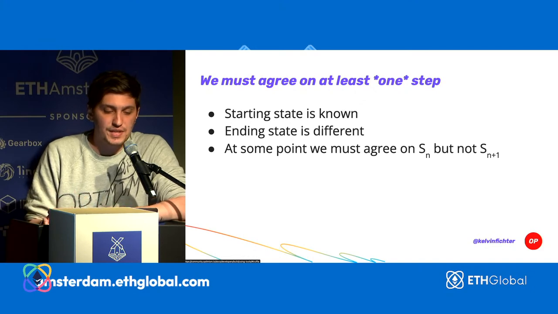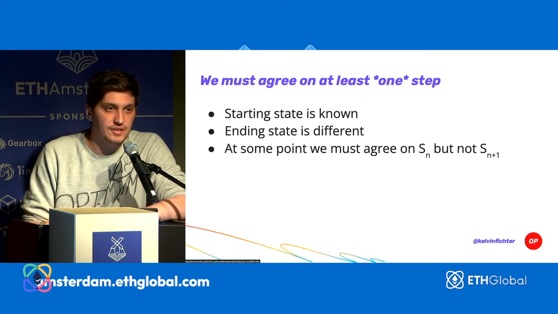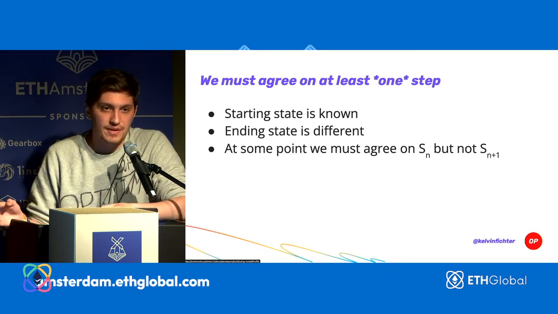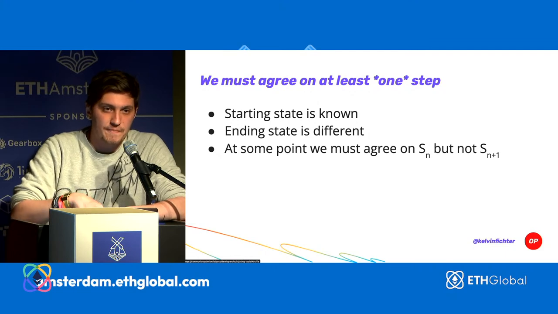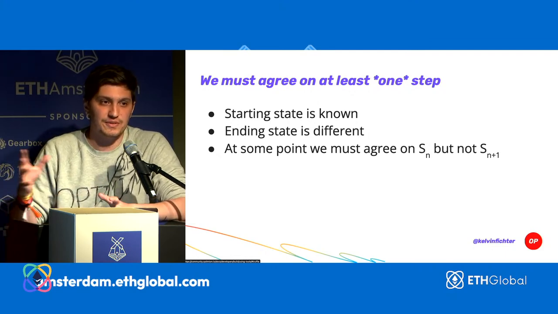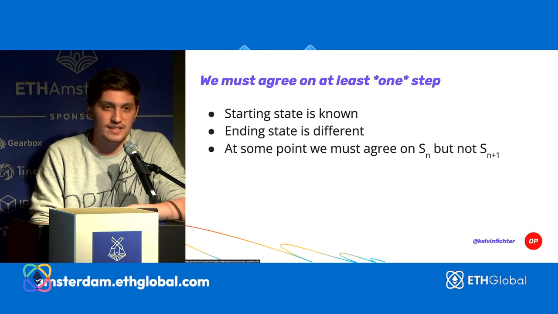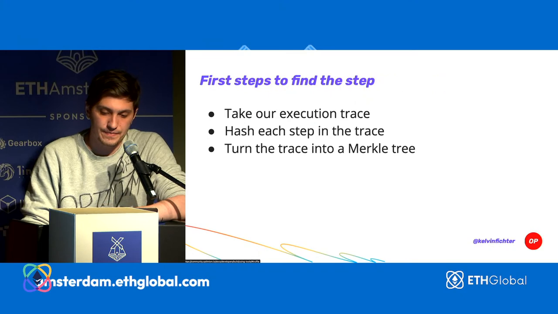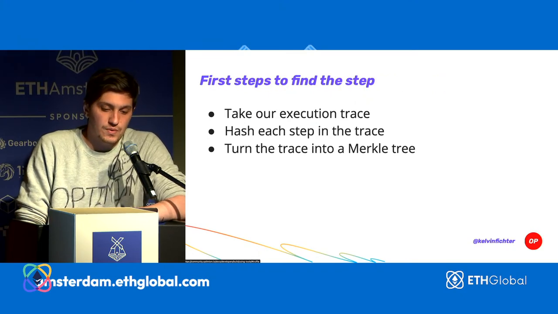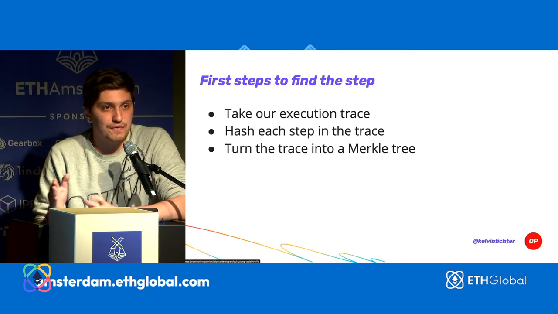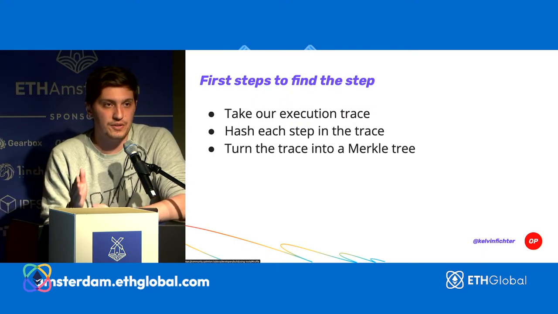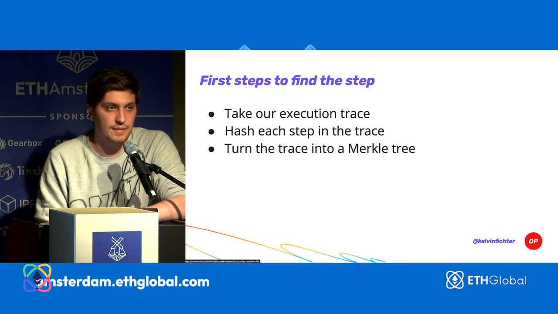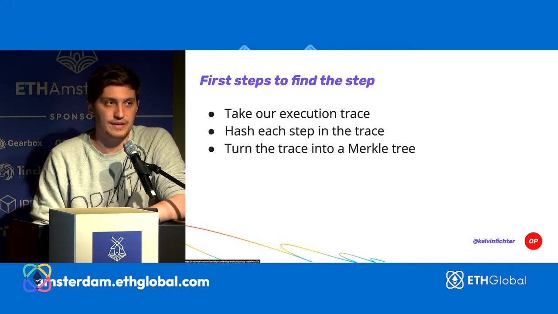If we agree on the starting state but disagree on the ending state, then at some point in the middle there must be some step where we agree on the previous step but disagree on the next one. I could prove it, but it's intuitive. So you want to find this first execution step where you disagree. Because if you can get down to executing a single execution step, that's very cheap, and you can do that on Ethereum no problem.